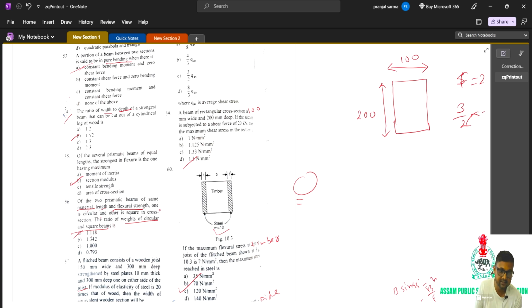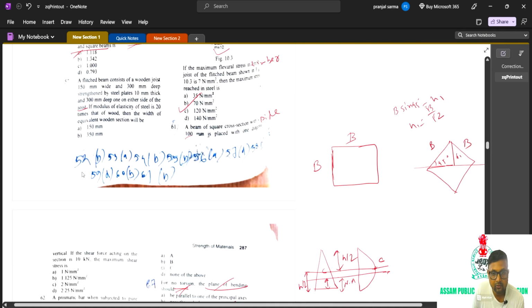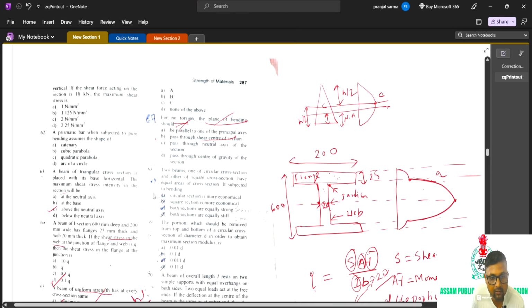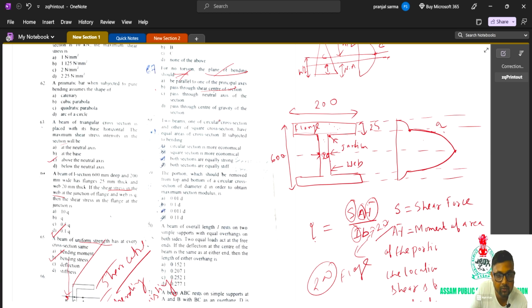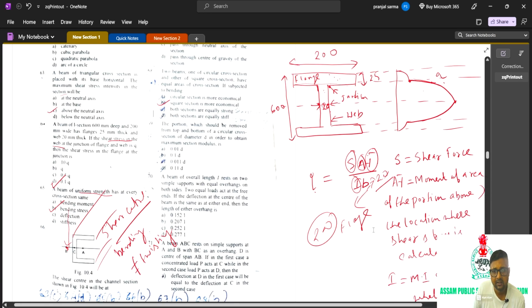If the length is same and material is same, and the weight is more, that means you have to use more material, right? The cost will be more, isn't it? In case of circular, the cost will be more. So square becomes more economical. The answer is 68 B. Square is more economical. Next, 69. Okay.